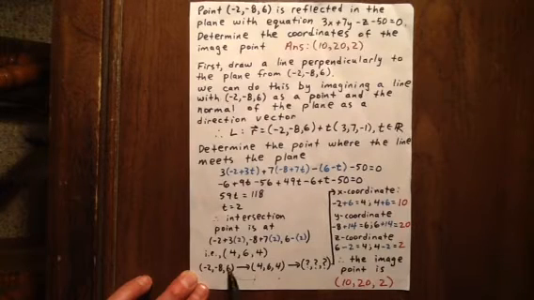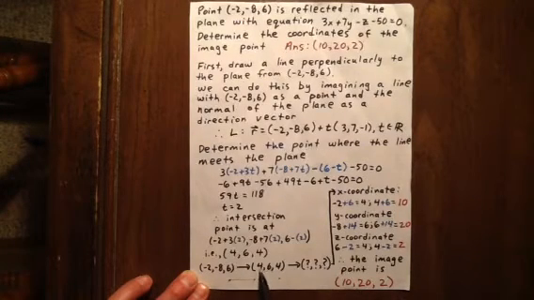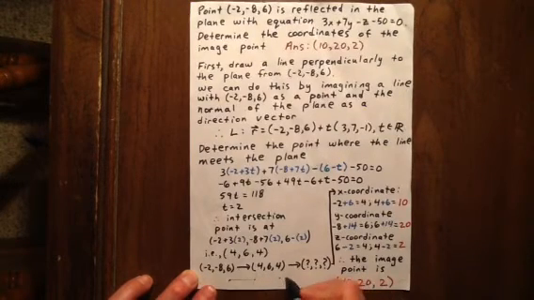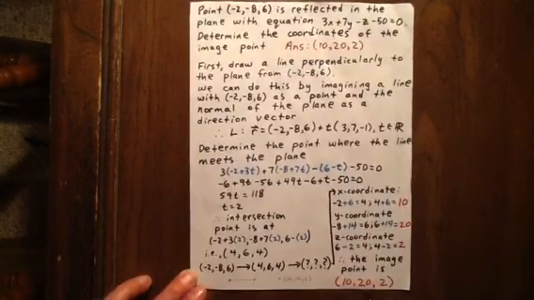And finally, 6 to 4 is a decrease of 2. 4 minus 2 is 2. So to travel from (-2, -8, 6), the original point, to (4, 6, 4) on the surface of the plane is equivalent to then traveling from (4, 6, 4) to (10, 20, 2). So the coordinates of the image point must be (10, 20, 2).